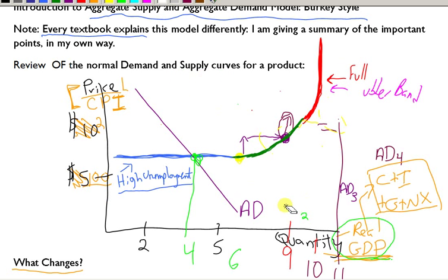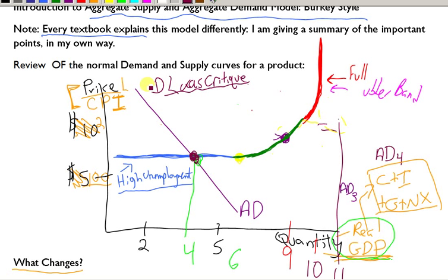Okay, so suppose we find ourselves with high unemployment at a place something like this, and people are very pessimistic. What should we do? Well, the government could spend more money, and that will increase aggregate demand. But again, with the Lucas critique that we talked about last time, for two reasons, the marginal propensity to save will go up when the government spends more money.